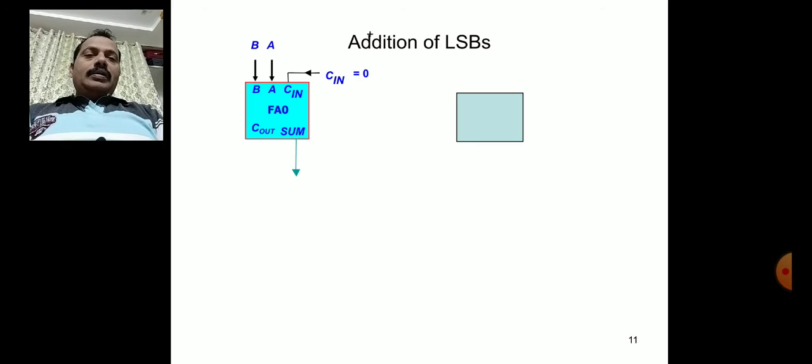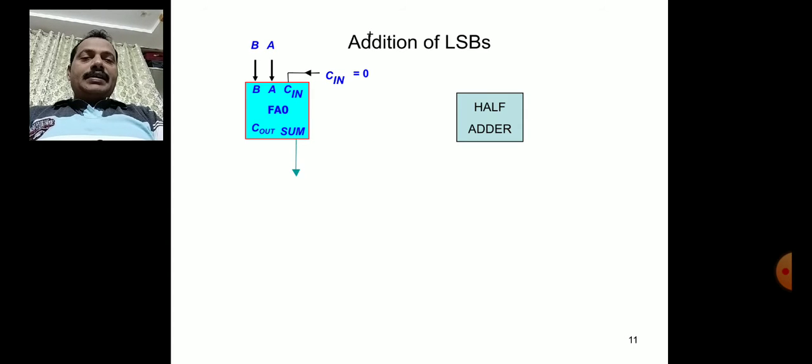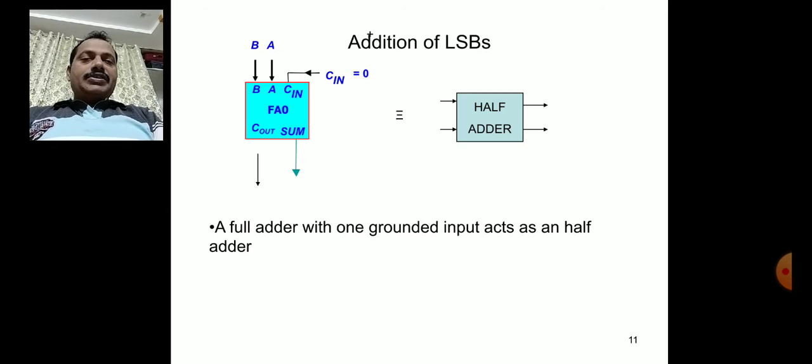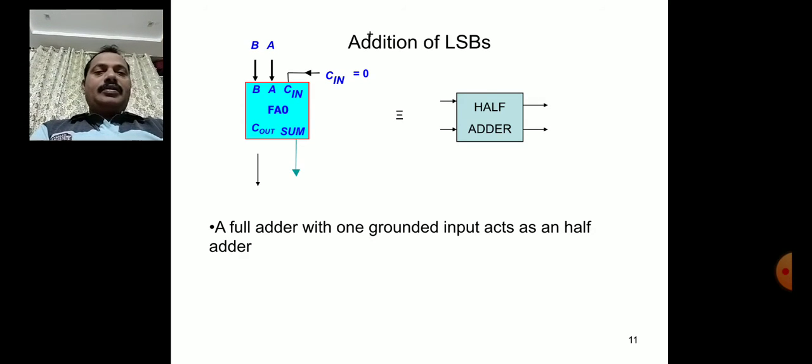So the addition of LSB, initially there is no carry. If you use full adder, this full adder 0, initial carry Cin must be grounded, and it will generate sum and carry respectively. And instead of full adder, we can use half adder also for the LSB addition purpose. So now let us see, that is, the first full adder is simply half adder.